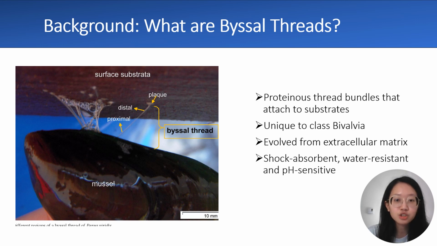They are also shock absorbent, water resistant, and pH sensitive, making them well adapted to withstanding the crashing waves and strong winds that mussels endure in their epibenthic lifestyles. This also makes them useful in industrial applications.